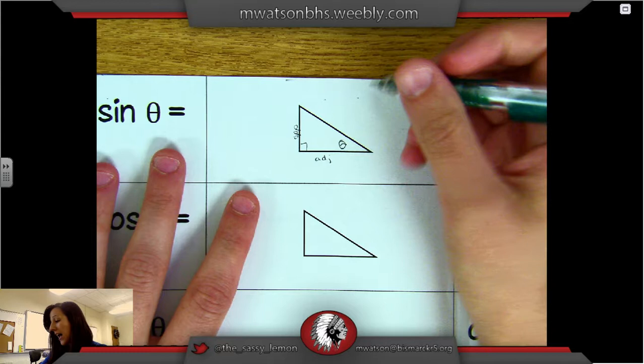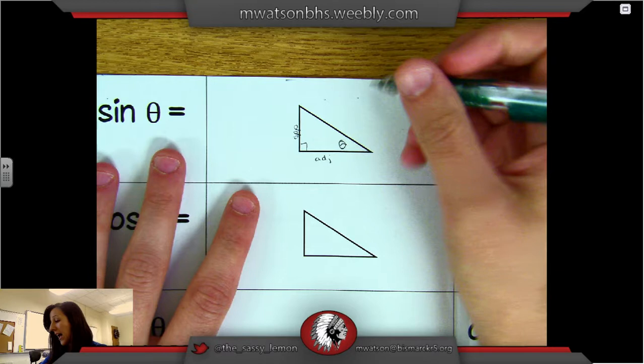So whenever I say sine of theta, I mean the opposite side over the hypotenuse. When I say cosine, I mean adjacent over hypotenuse. And when I say tangent, I mean opposite over adjacent. So let's do this practically, because that might be a little bit confusing.